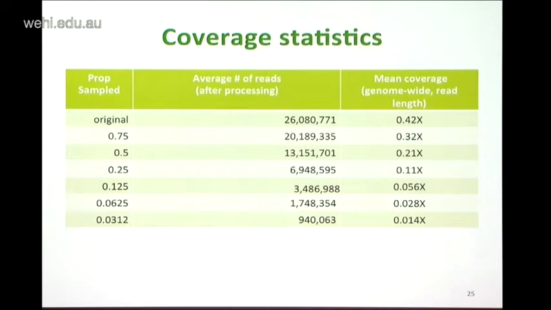So these are the coverage statistics. As I said before, the original number of reads was around 26 million. And then we sampled 75%, 50%, etc., and got it down to less than 1 million reads. So that was an average coverage of 0.14-fold.